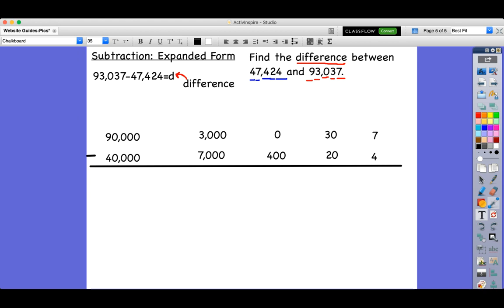And the reason for that is because if we need to regroup, we are going to have to move up a place value, and we want to make sure we have enough to do that. So we're going to start in the ones place. 7 minus 4 is equal to 3.